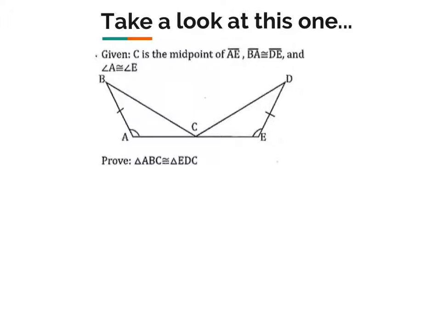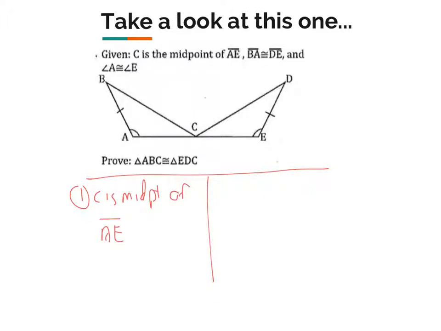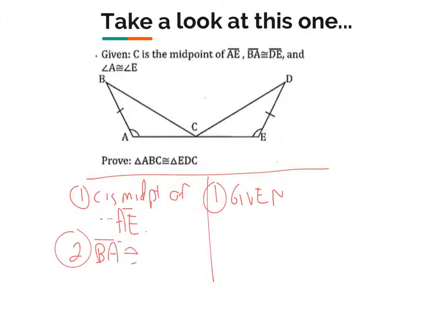So what do they tell me? They tell me C is a midpoint. Great, C is a midpoint. So that's going to be my first statement. C is midpoint of AE. I really hope your handwriting is way better than mine. So let's talk next. They also tell you BA is congruent to DE.